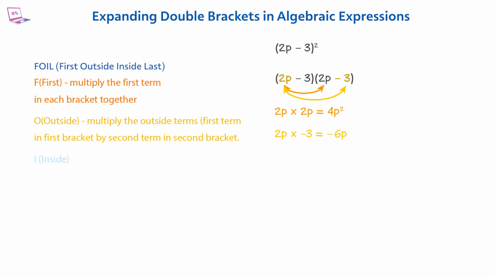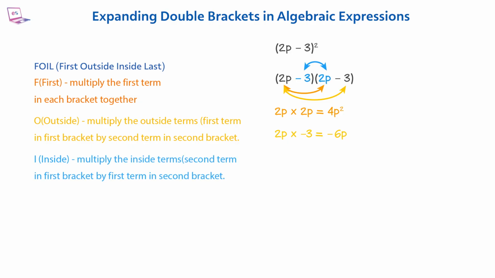Next, let's move to I, inside. It means multiply the inside terms, second term in the first bracket by the first term in the second bracket. It will be minus 3 times 2p, which equals minus 6p.